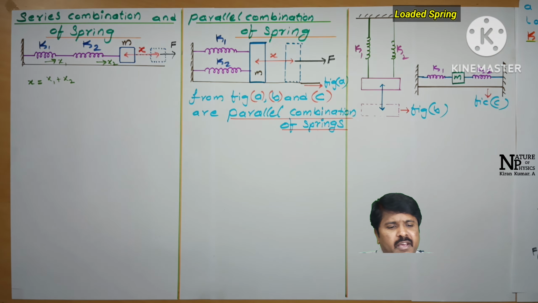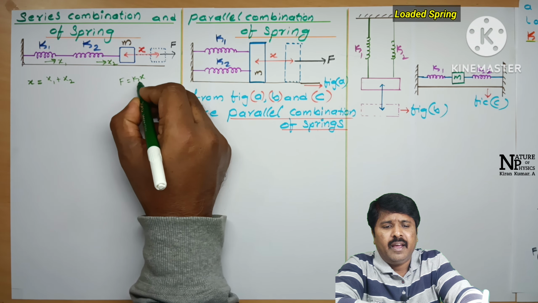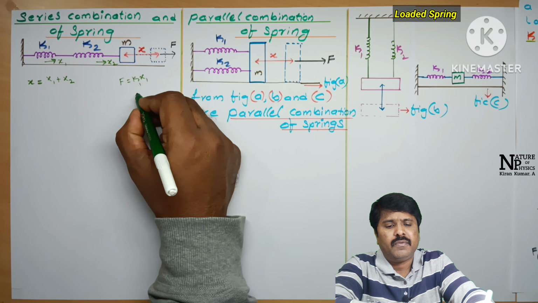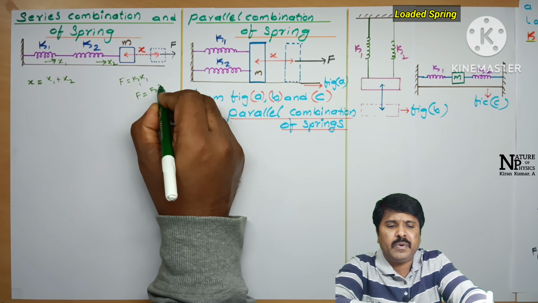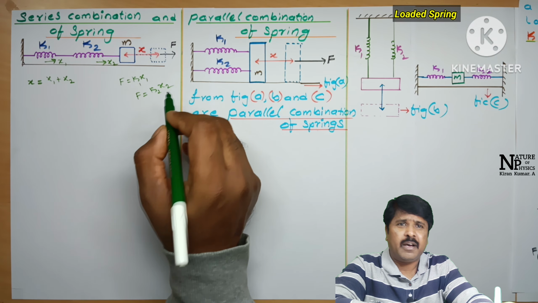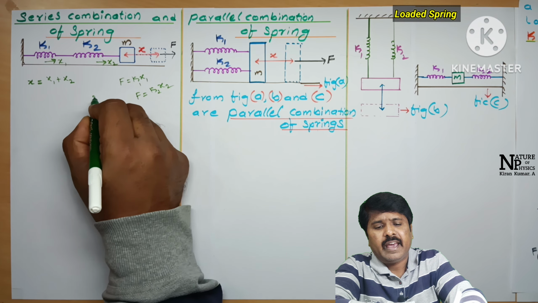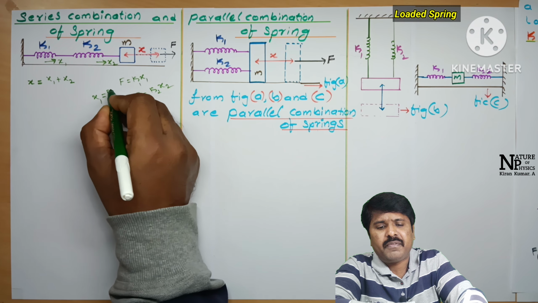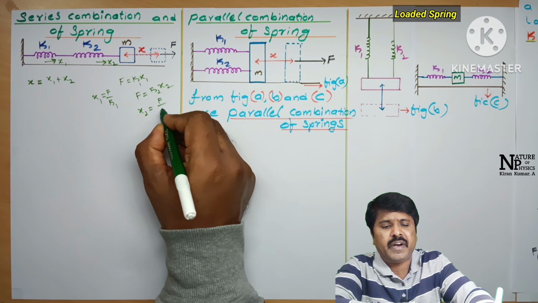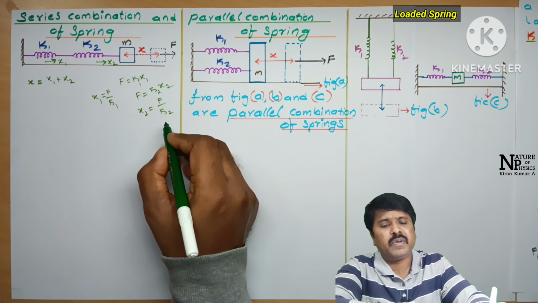From the force equation, F is equal to K1 x1 and force F is equal to K2 x2. Notice one point here, the force applied is the same. So from this equation I am going to get x1 which is equal to F divided by K1, and x2 which is equal to F divided by K2.